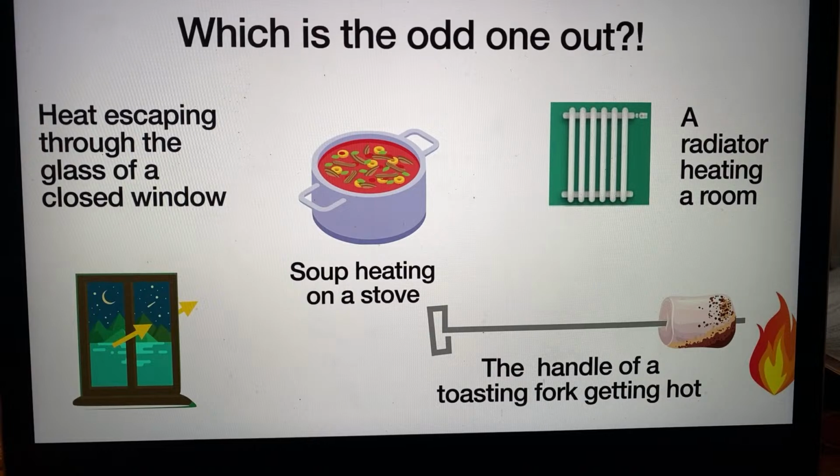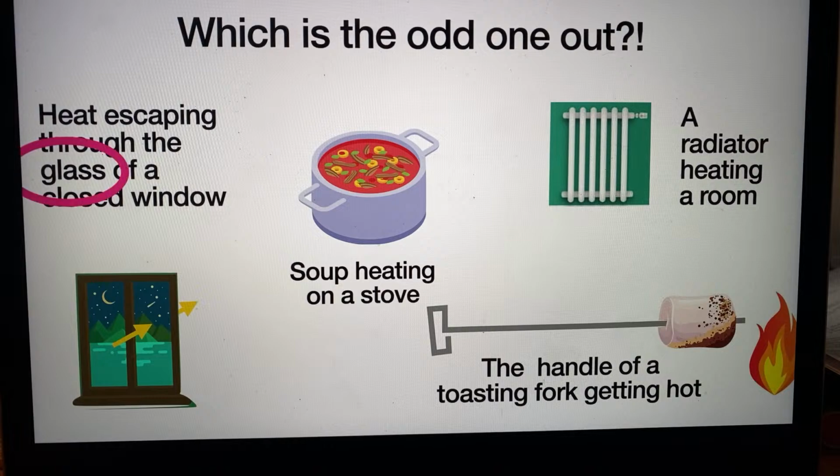Really sorry. Right, which one of these is the odd one out? Of all the ones that, yes, they are conduction, which one of those is the odd one out? Heat escaping through the glass of a closed window, soup heating on a stove, a radiator heating a room, or the handle of a toasting fork getting hot. I've sort of already told you, haven't I? Which one's the odd one out there?